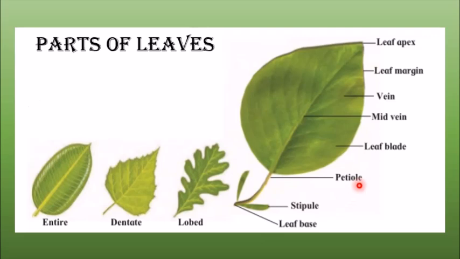So this is the leaf. The topmost part is the leaf apex. Then we have the corners, that is the leaf margin. Then we have the veins, the midvein, the leaf blade, which is the broad part, and the petiole, that is the stalk which is attached to the branch. Then we have the stipule, small leaf-like structures, and at the end, from where it is attached to the branch, is the leaf base. So these are the different parts of the leaf.